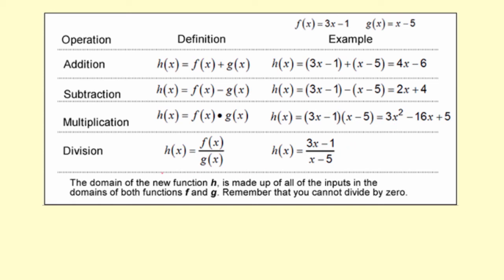And then dividing, h of x equals f of x divided by g of x, you get 3x minus 1 divided by x minus 5 is your h of x. And the domain of the new function is made up of all the inputs in the domains of both f and g. And also remember, you can't divide by 0. So for example, this last one, 5 would not be in the domain because 5 minus 5 makes a 0 for a denominator.